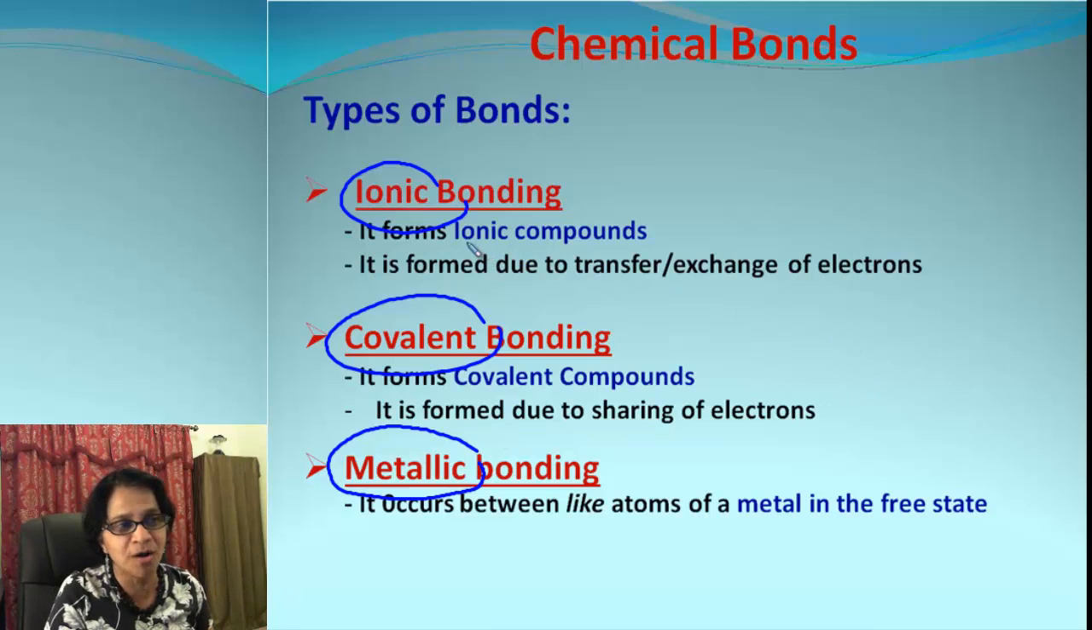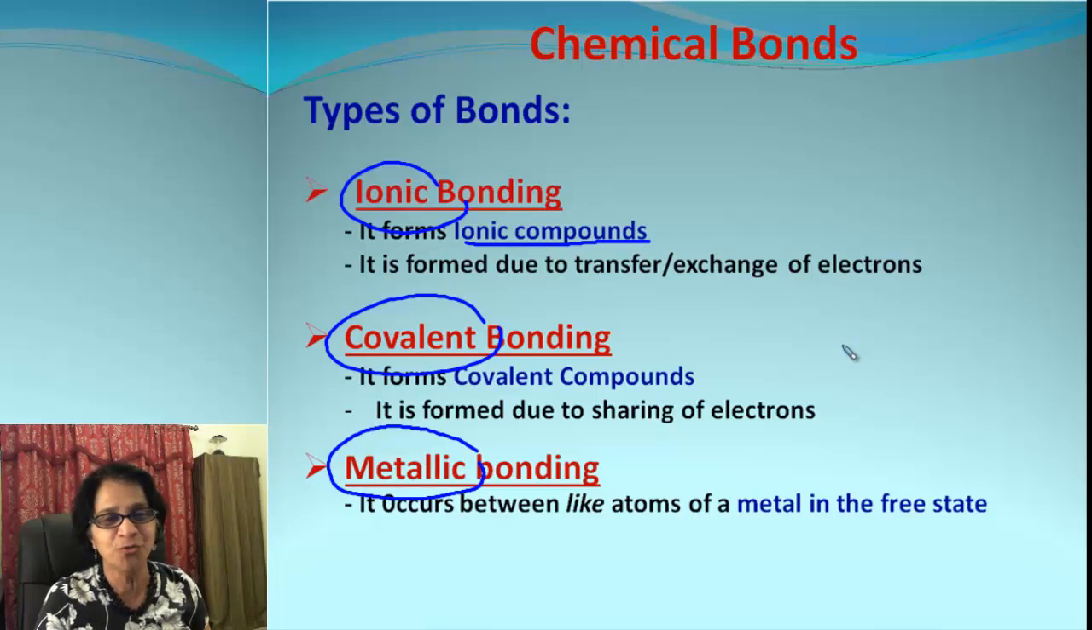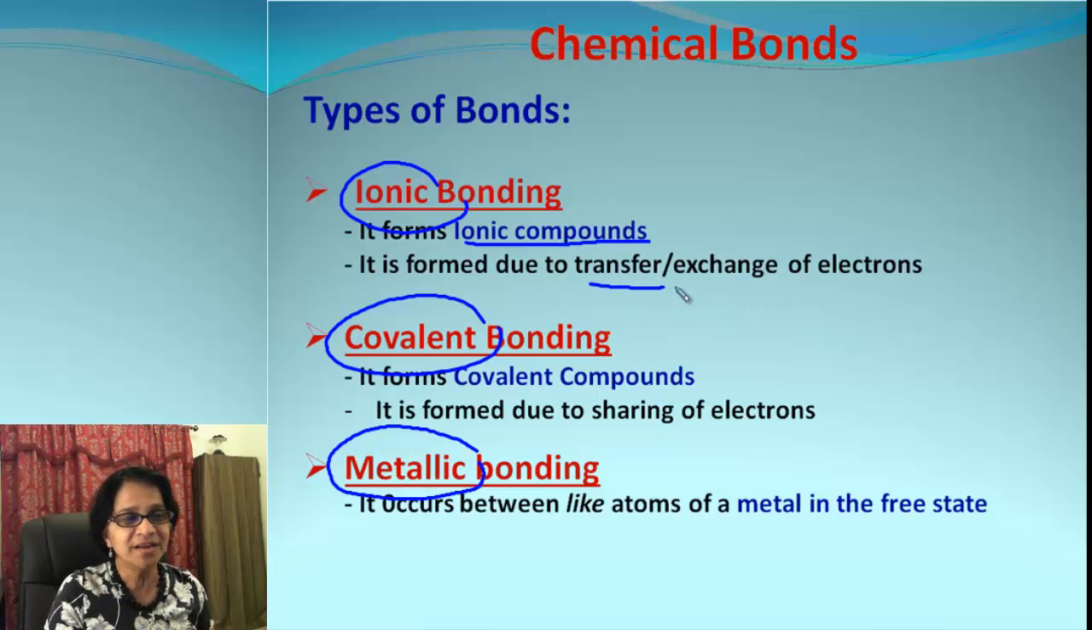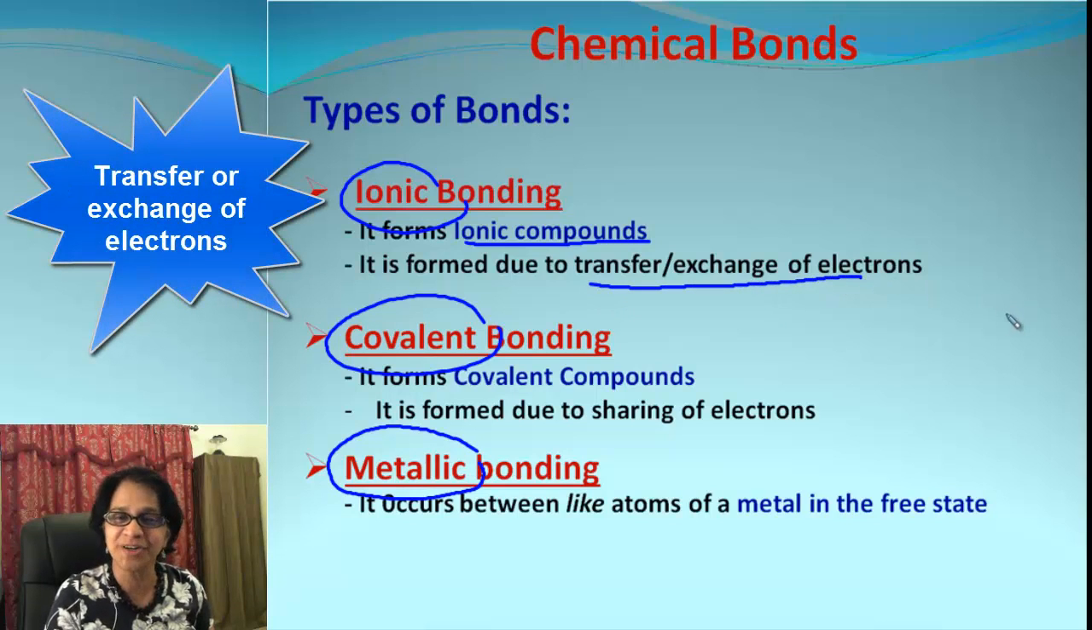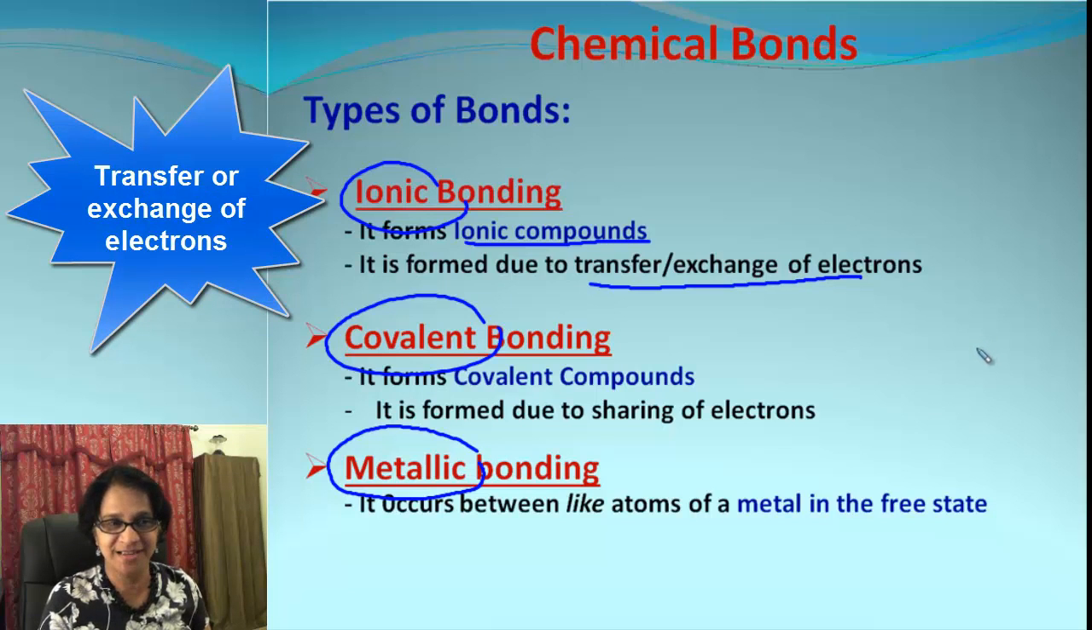Ionic bonding forms compounds which we call ionic compounds. And of course there must be ions which give rise to ionic compounds. And how is it formed? It needs to have transfer or exchange of electrons between the elements.